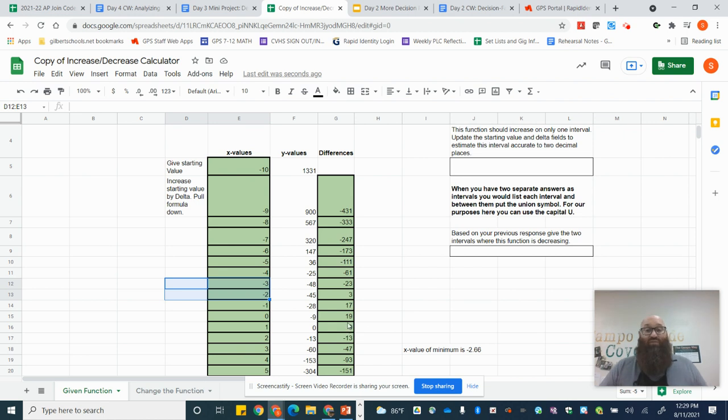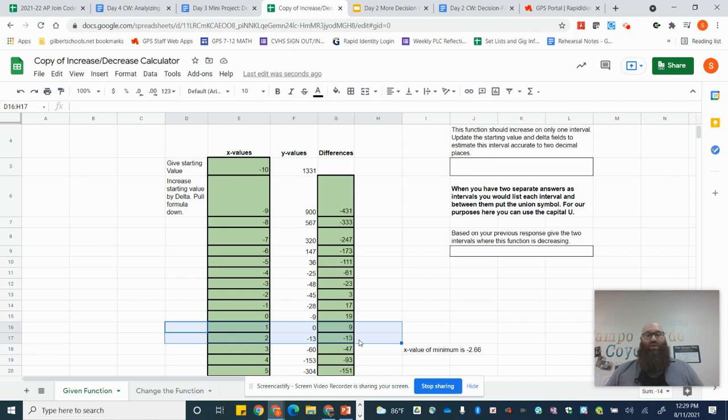But now notice we do have one more change that occurs right here. Notice when x is 1, we are increasing. When x is 2, we are decreasing. So if we go from increasing to decreasing, we pass through a maximum now.